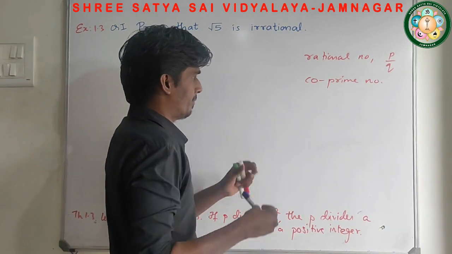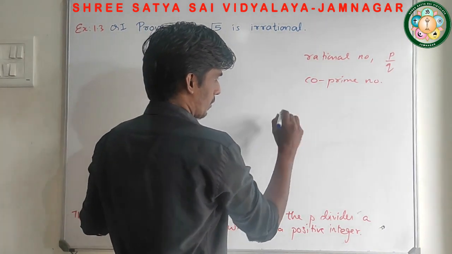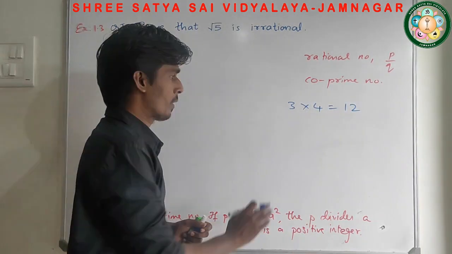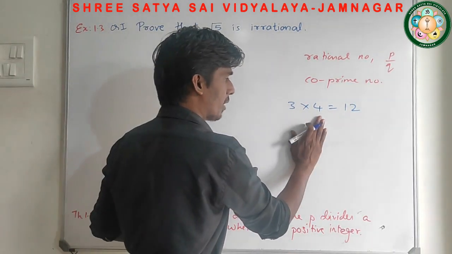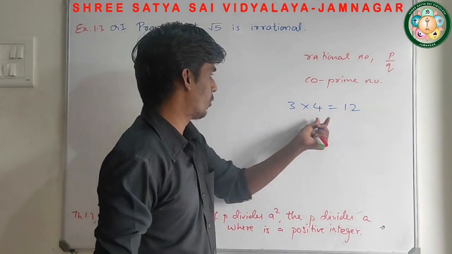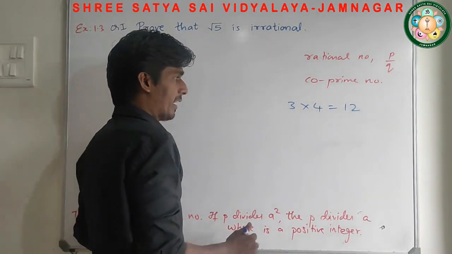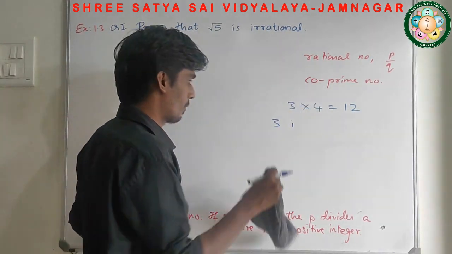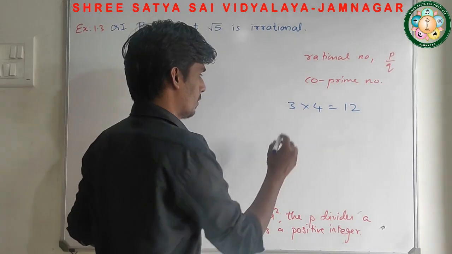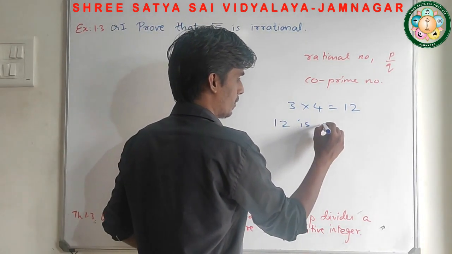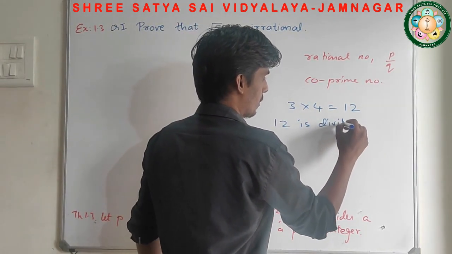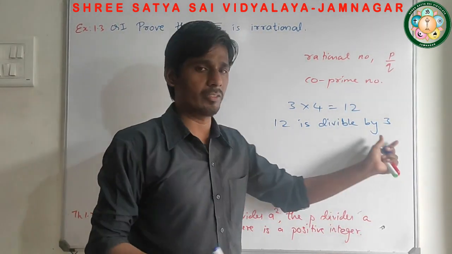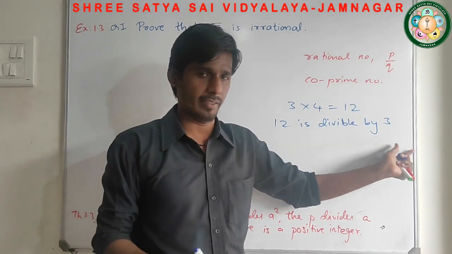If I write 3 into 4 is equal to 12, where 3 is a prime number, 3 into something gives me 12. So 3 into 4 is 12. Then definitely I can see that 12 is divisible by 3. 12 को 3 से divisible है.